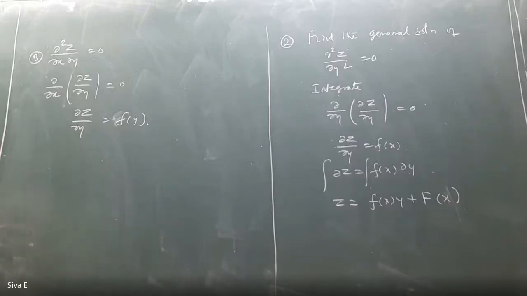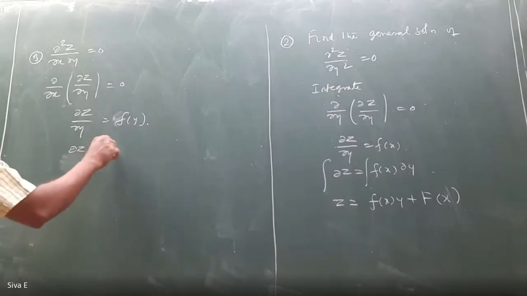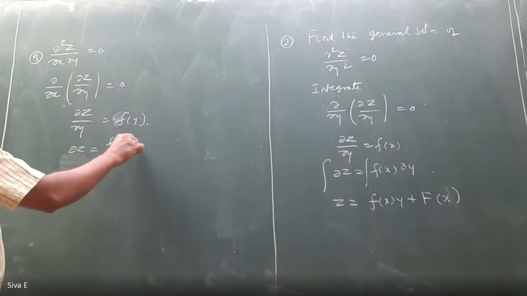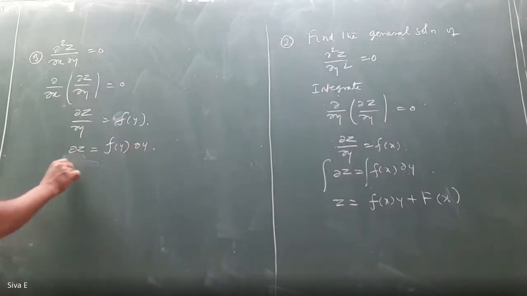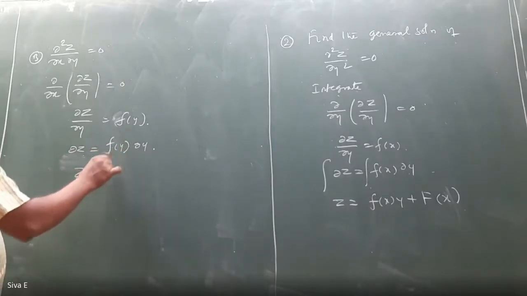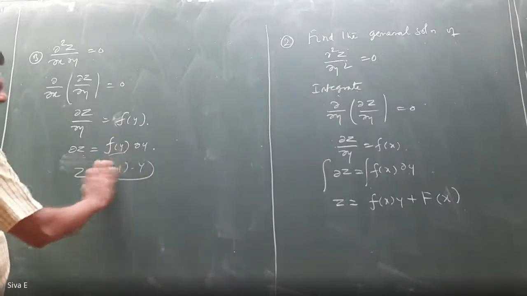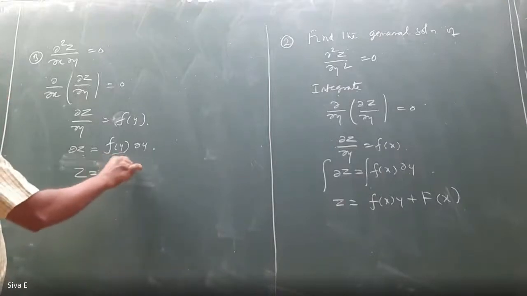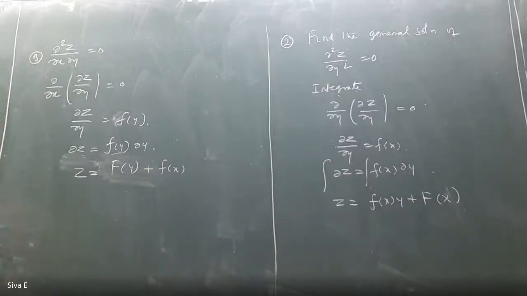Then you have to integrate with respect to y. So ∂z can be written as f(y) ∂y. If I integrate on both sides, you will get z equal to the integral of f(y) ∂y. Once again it is a function of y only. So we can write this as capital F of y plus some function f of x. So here f of x and F of y are the arbitrary functions.